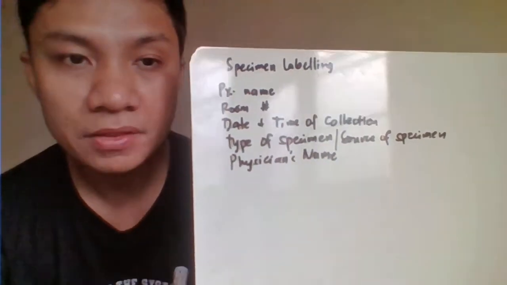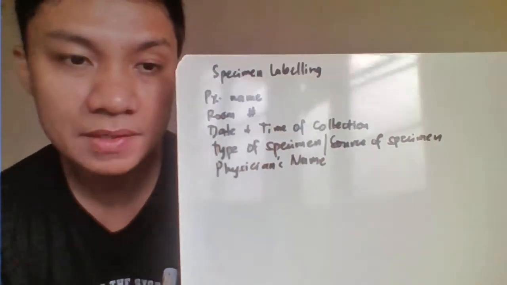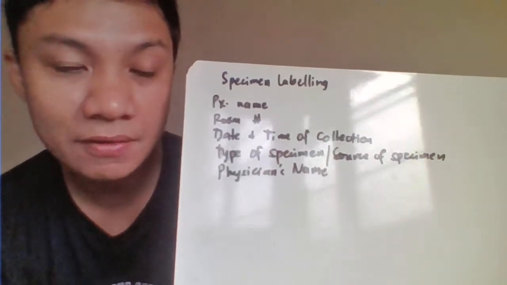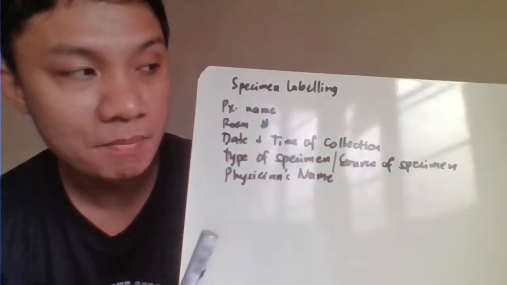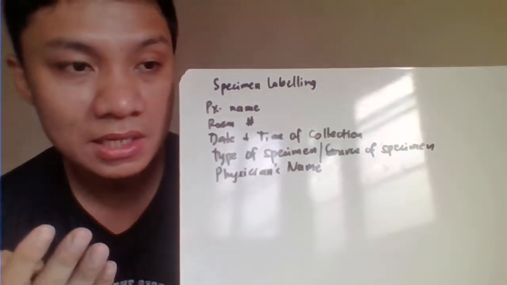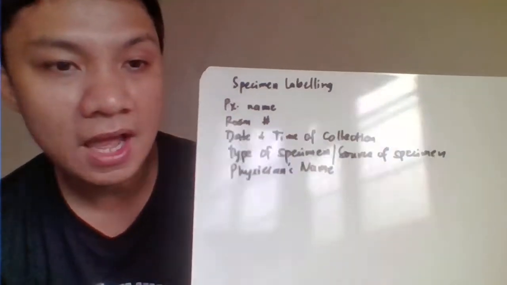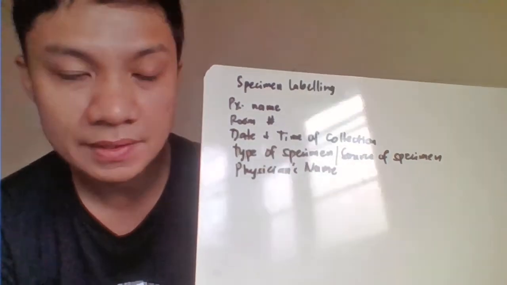Part also of proper specimen collection and transport is the labeling of the specimen, the specimen container, and even the request form. It should include the following information. It should bear the patient's complete information: the first name, the middle name, and the last name. It also contains the date and the time of the collection. It's very important: the date and time of the collection process.